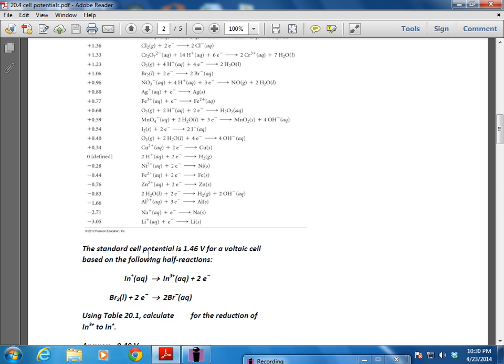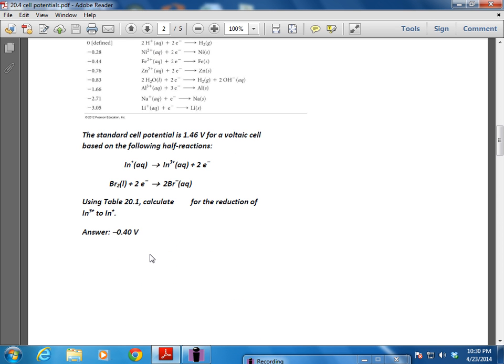So, using an example here, if you're given a particular chart, and you're told that you want to find the standard cell potential, or the E for it, you can do that even if you don't know both of them off of the table because of that equation that we just talked about. Let's talk about how this works.